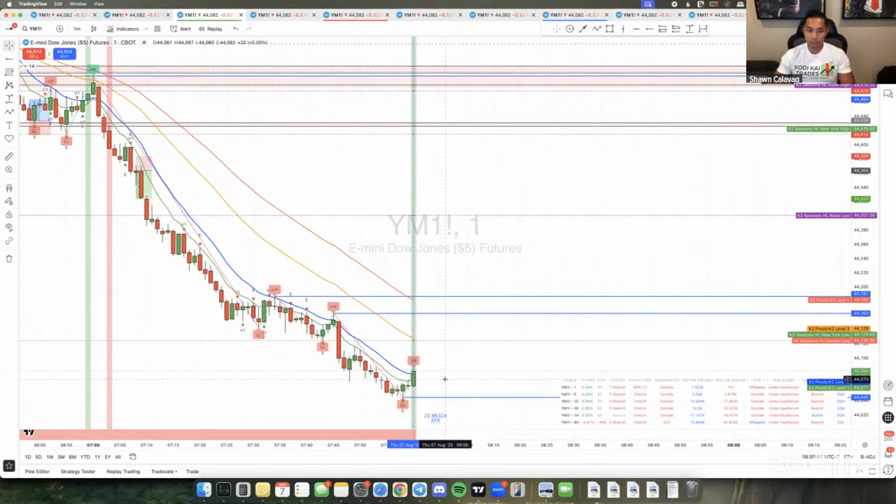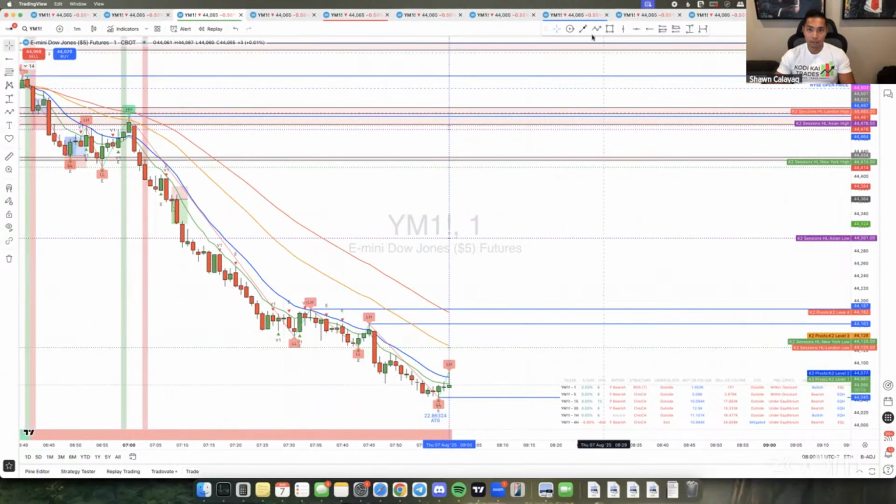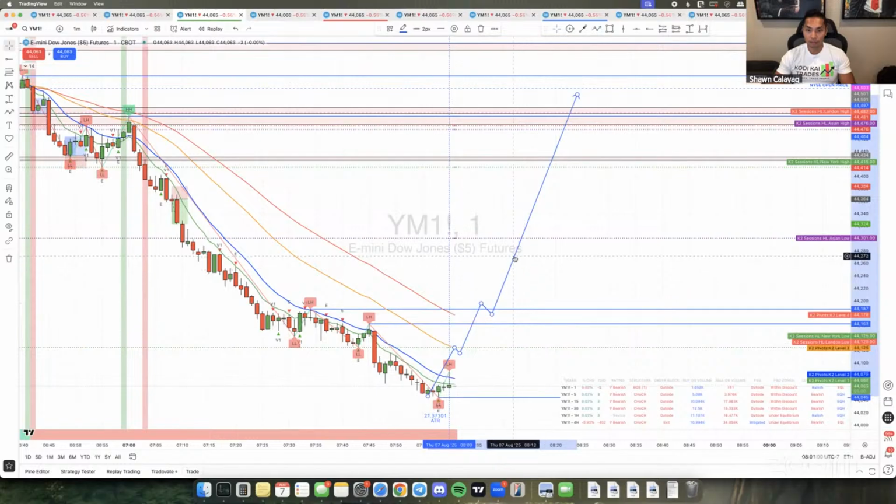PC said great way to create liquidity. Yeah, because now there's a bunch of liquidity sitting up here. So if it does swing back up, it can grab liquidity right here, maybe break through it and push all the way back up to the open. But we'll keep that for another day.